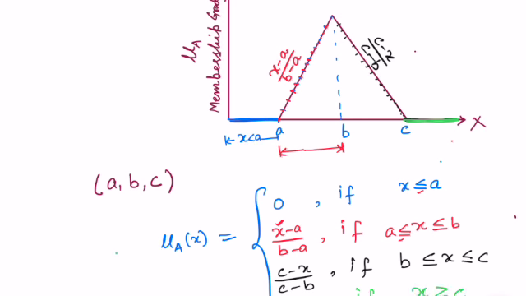Now we can see this is the membership grade. This is a function using which we represented the fuzzy set, and this one is the example of a triangular fuzzy set. Let us represent in a similar way the trapezoidal fuzzy set.